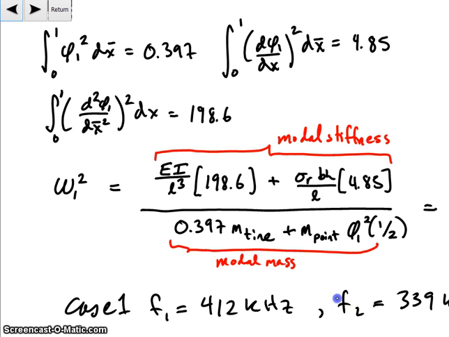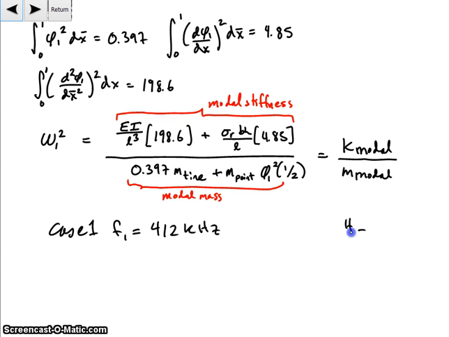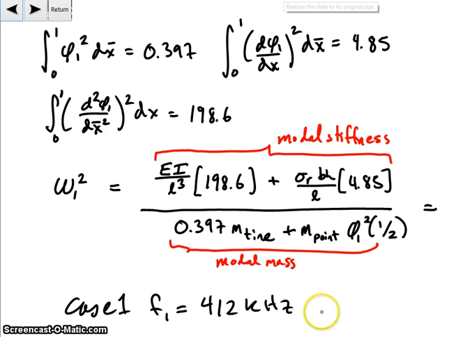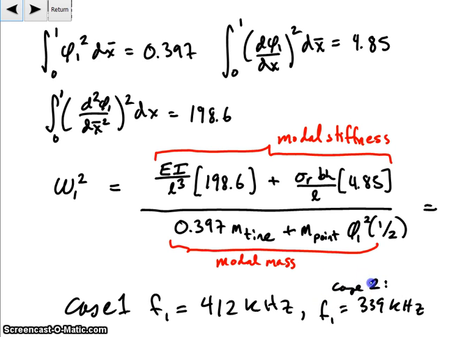Actually, so I can fit everything. In fact, if I, yeah, except that I've lost the modal mass in that. Anyway, F2 is 339 kHz. Oh, sorry. This is case 1, this is case 2. Okay.